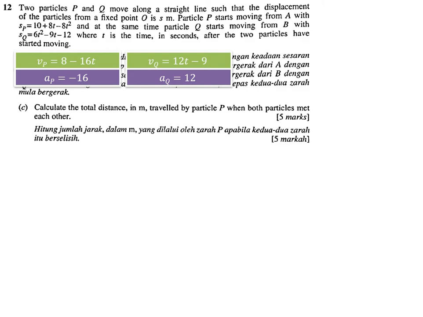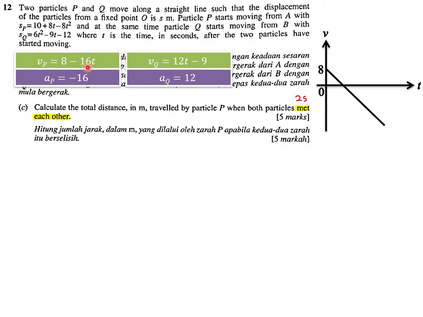Question C. Calculate the total distance traveled by the particle P when both particles met each other. To understand the total distance, you have 2 methods here. Of course, the first is a graph, the second is the diagram. So the first method, we are looking at the graph method. P has the initial velocity of 8, so your graph will start drawing from the 8. And then you can see the gradient is negative 16, right? So negative 16 means the graph is going down. It's a straight line starting from the 8 moving down linearly.